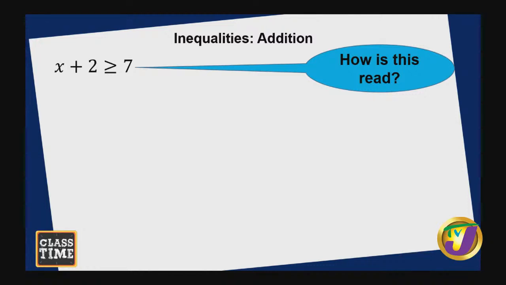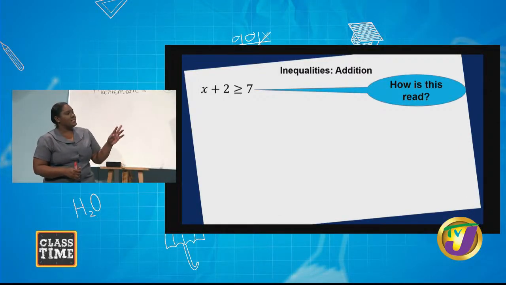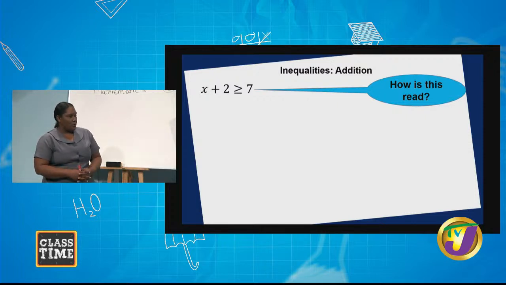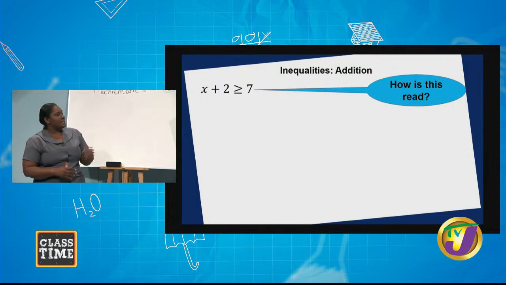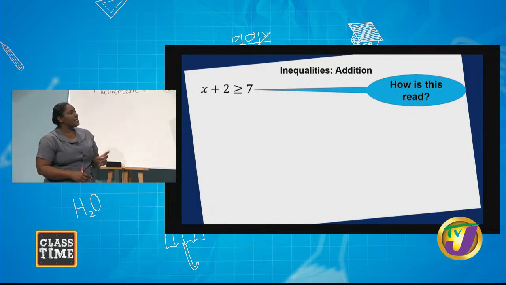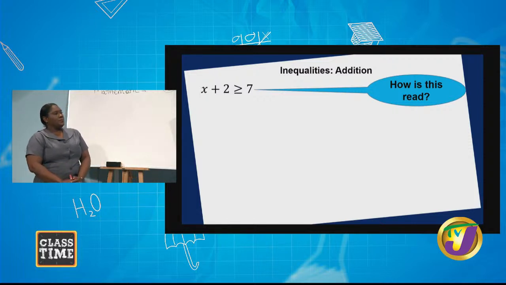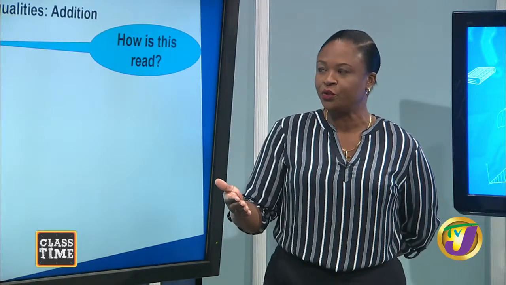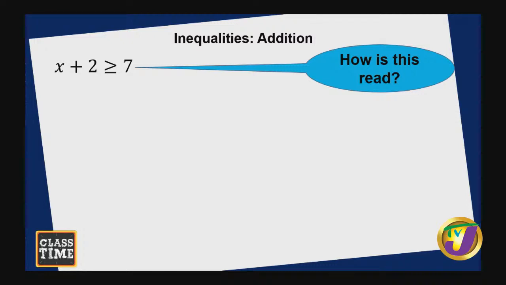What do we see? We would be looking at the inequality signs, and we can identify that one of those inequality signs falls in this inequation. It is the greater than or equal to sign. Hence, that inequation is read x plus 2 is greater than or equal to 7. And some would say x added to 2 is greater than or equal to 7.